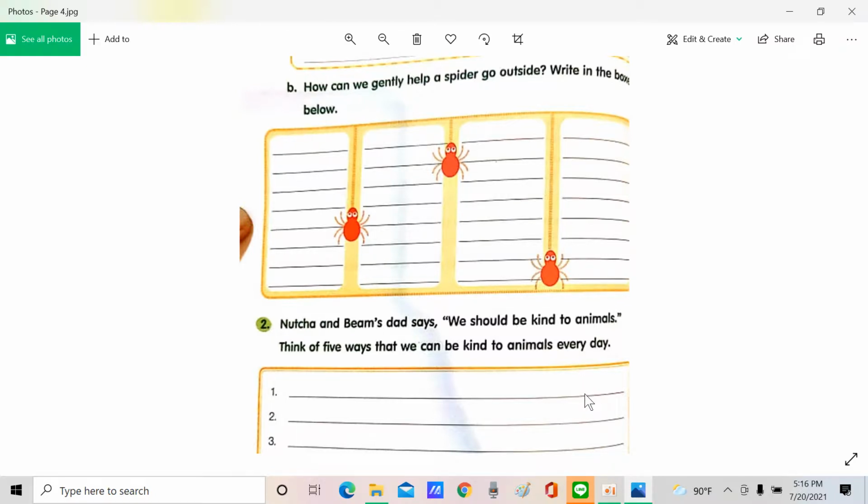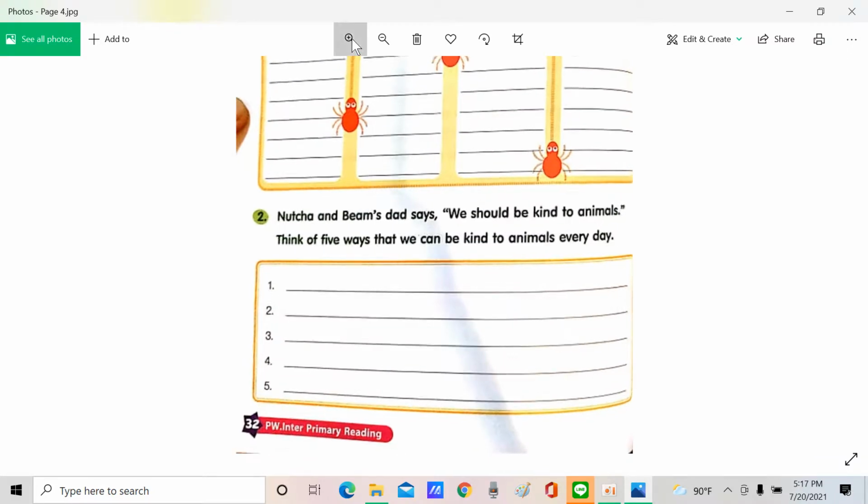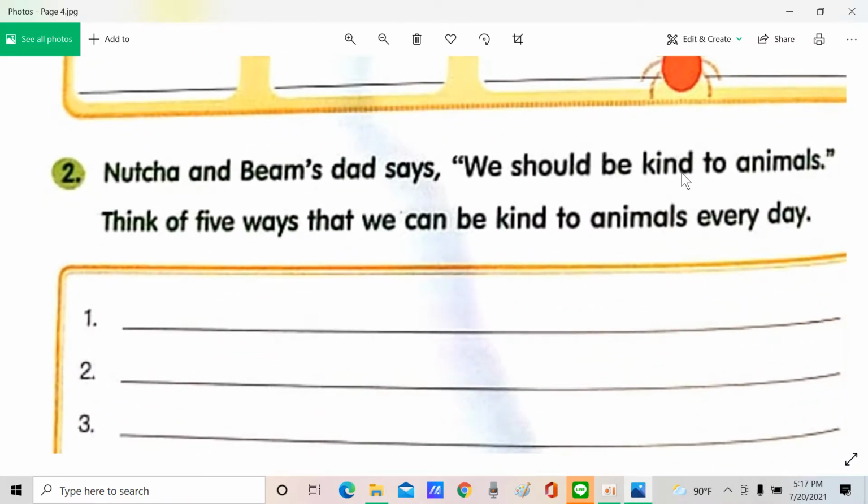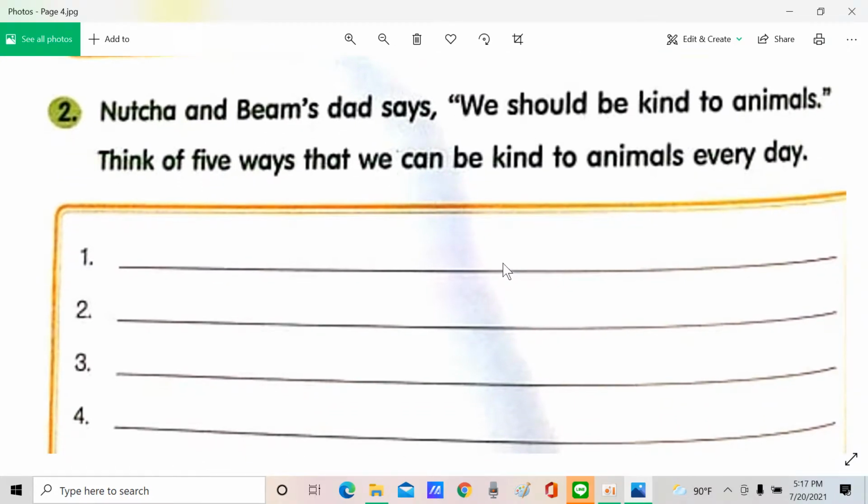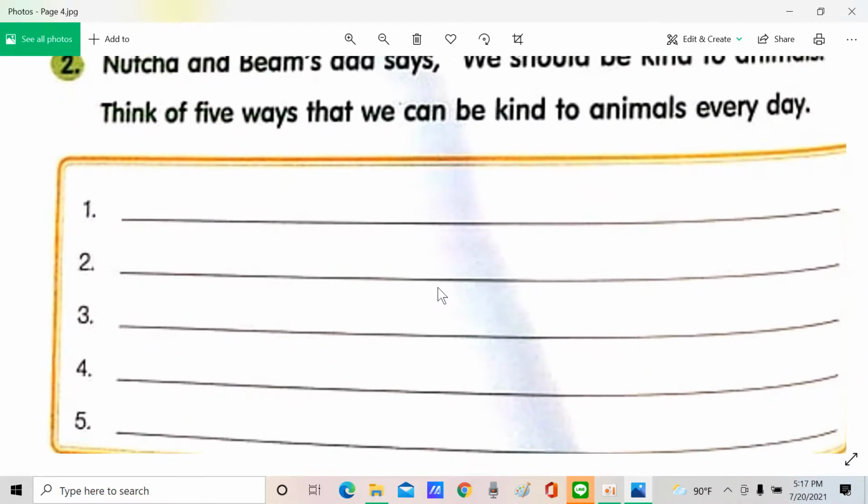And then next, Natsha and Bim's dad says we should be kind to animals. So I want you to think of 5 ways that we can be kind to animals every day. So you list five ways. Example, feed hungry animals, or do not kick the animals, something like that. So you can think of your own ways showing how to be kind to animals. There are 5 ways that I want you to write.